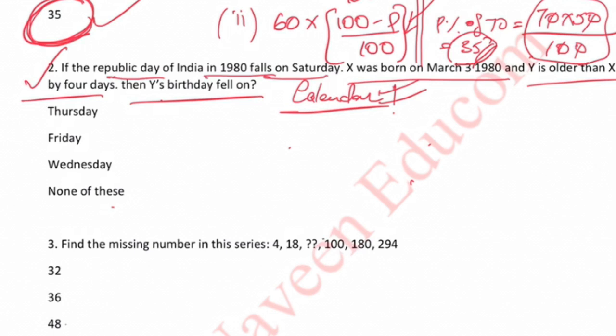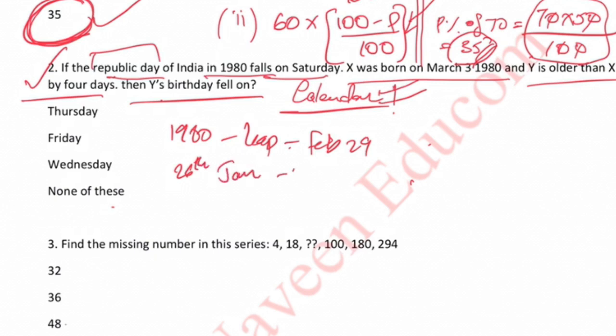The year 1980 is a leap year, right? Which has a February 29. So according to the question, the Republic Day of India in 1980, that is 26th of January, falls on a Saturday. They have already given it in the question, right?